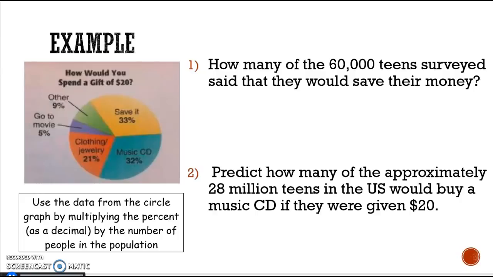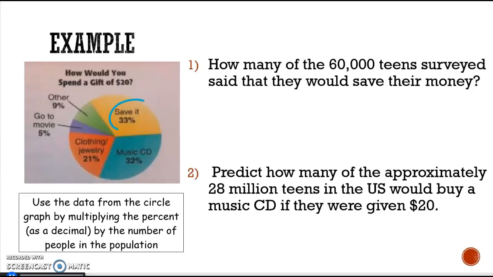So we are going to use this circle graph to find how you would spend a gift of $20. You're going to use the data from the circle graph by multiplying the percent as a decimal by the number of people in the population. So our first question asks how many of the 60,000 teens surveyed said they would save their money.